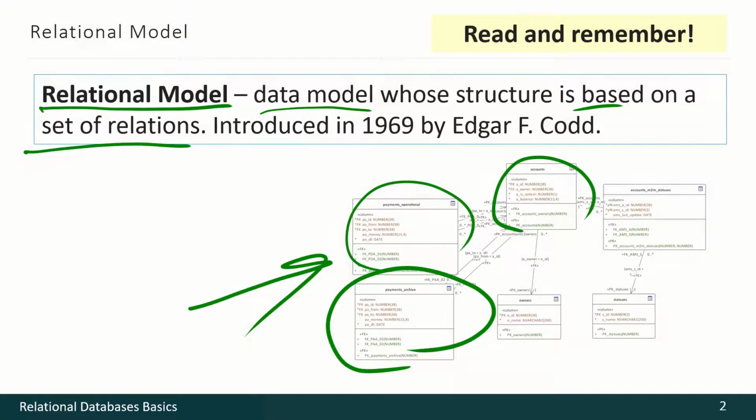There is an interesting fact that the relational model was introduced in 1969. So for more than 50 years this approach has remained the leading data manipulation approach in the world. 50 years is an eternity for information technologies, and yet the relational model proved to be the best for the whole time.